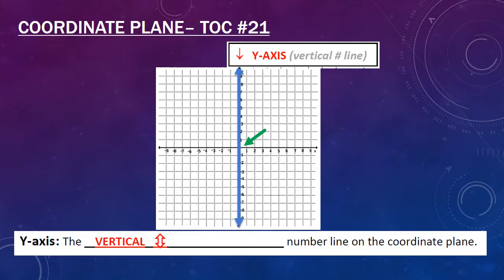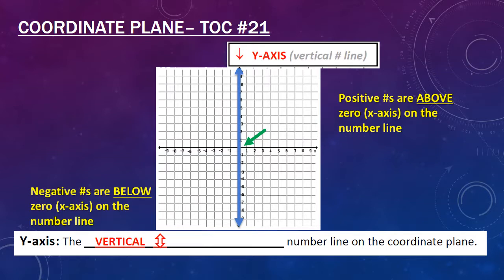Go ahead and label this at the top, and then if you want to make a note that the positive numbers are above 0, or since 0 is where the x-axis is, the positive numbers are above the x-axis and the negative numbers are going to be below the x-axis on this number line.